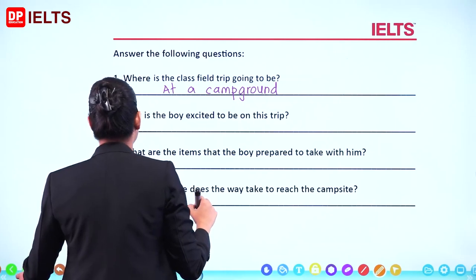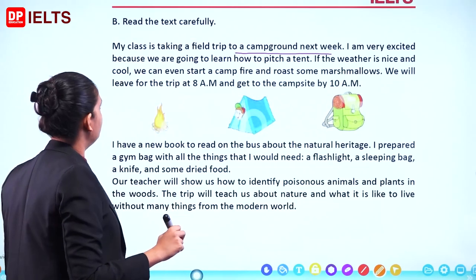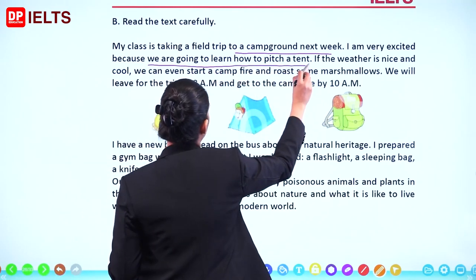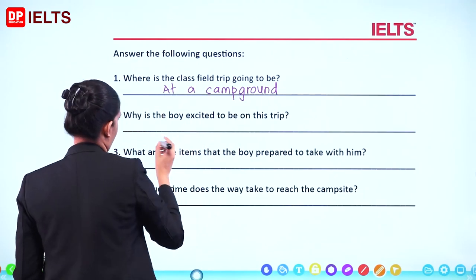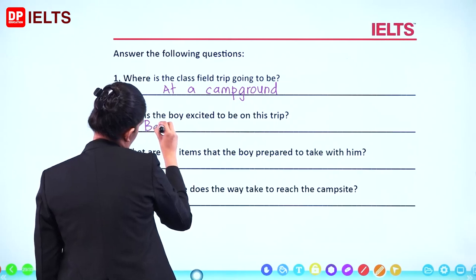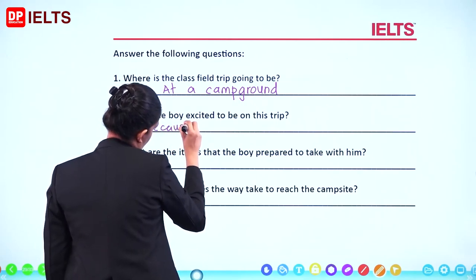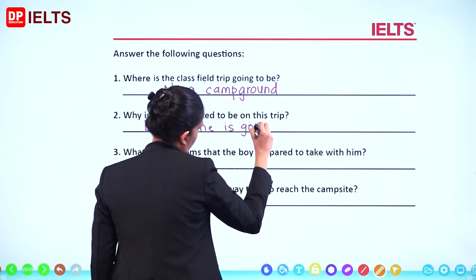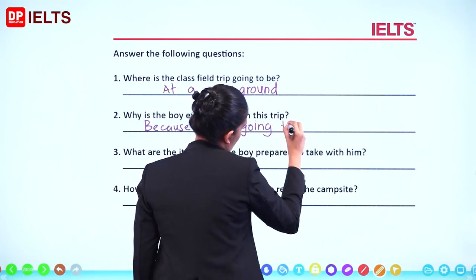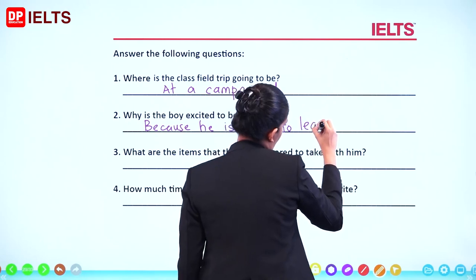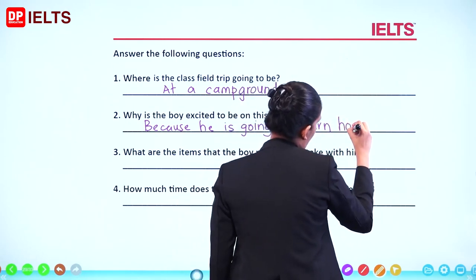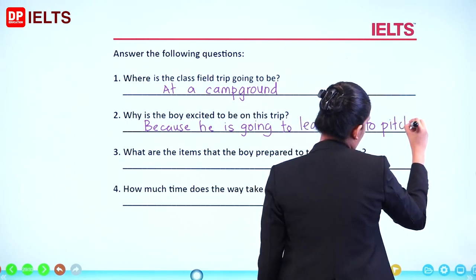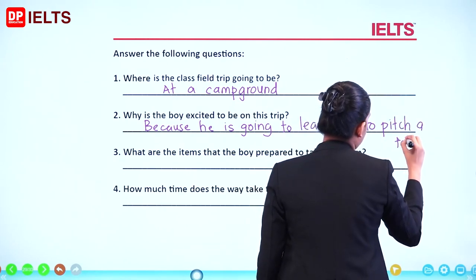Why is the boy excited to be on this trip? Because he is going to learn how to pitch a tent.